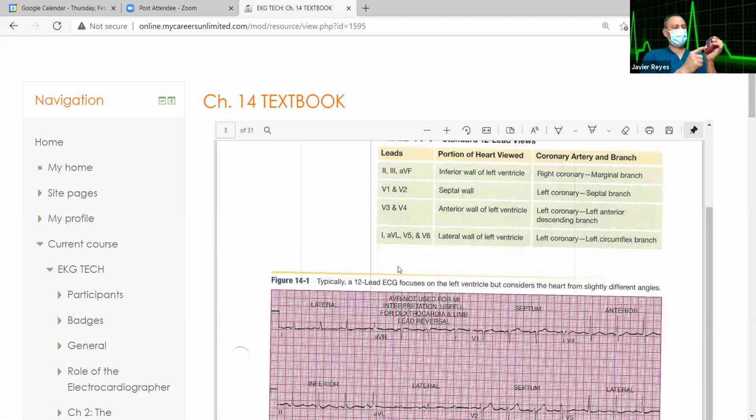Which artery feeds it? The left coronary, the left anterior descending coronary artery, or the main one that comes off the aorta. If there's occlusion there, then the septal wall will be affected. V3 and V4 are a little bit more to the left. They look more at the anterior wall of the left ventricle. So the left anterior descending branch will be the artery affected.